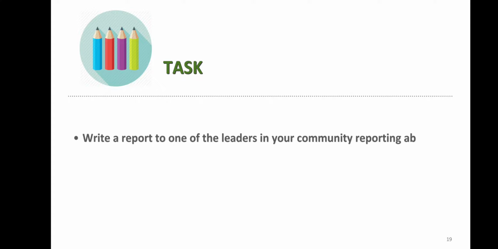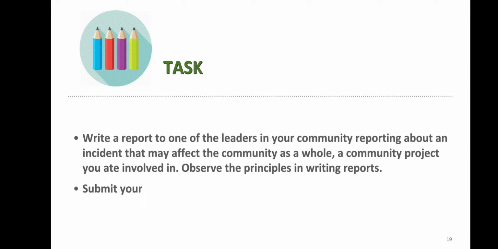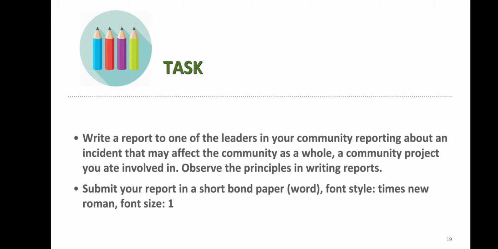Okay, so your task will be an informal report. It is where you write a report to one of the leaders in your community reporting about an incident. Okay, meaning an incident report that may affect the community as a whole. So a community project you are involved in. If not, whoever, or you could create one. Okay, it's okay, class, if it's not a real-life situation.